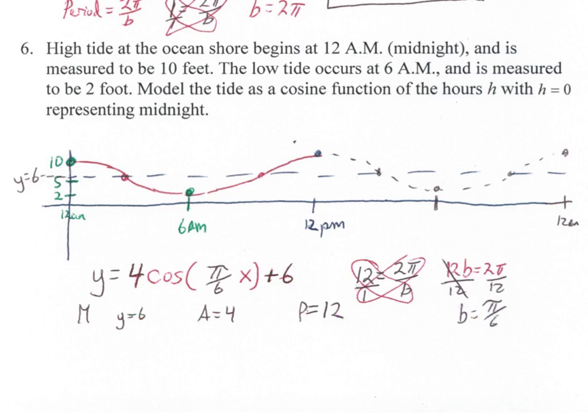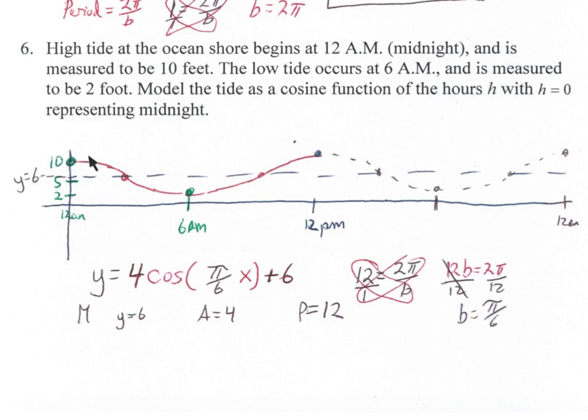All right, I like this question. It takes a little bit of thinking, but it's a pretty cool question. High tide of an ocean shore begins at 12 a.m., midnight. So at 12 a.m., high tide, and it measures 10 feet. The low tide occurs at 6 a.m. and is measured as 2 feet. So at 6 a.m., 2 feet.